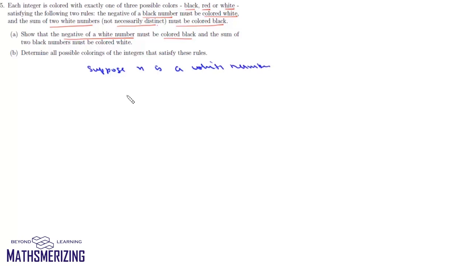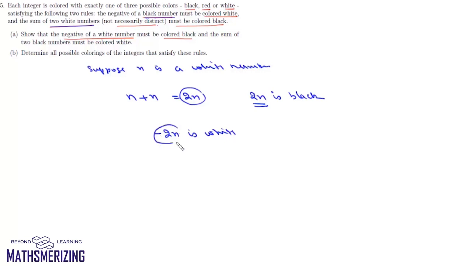Now if we add n with n, then we can write n plus n and it will be simply 2n. Now the second rule says sum of two white numbers must be colored black. So this 2n is black. Now in the question it says negative of a black number must be white. So if we take negative of this number, we can say minus 2n. So minus 2n will be a white number.